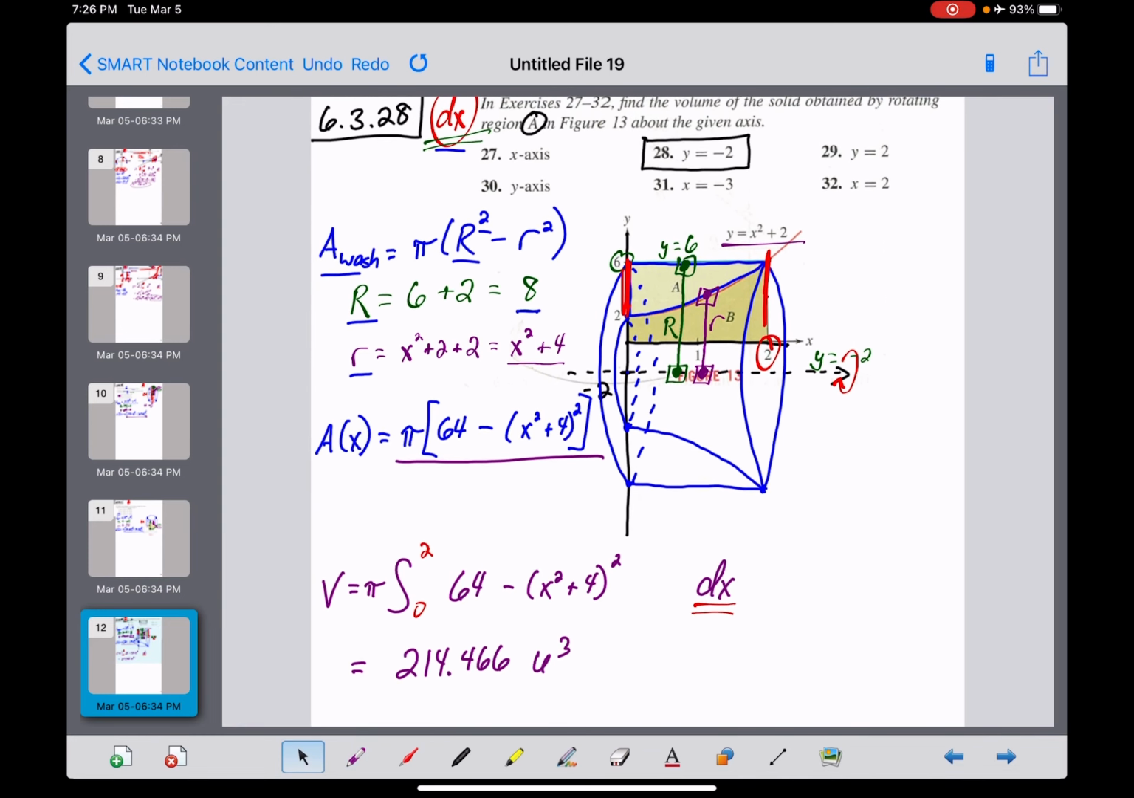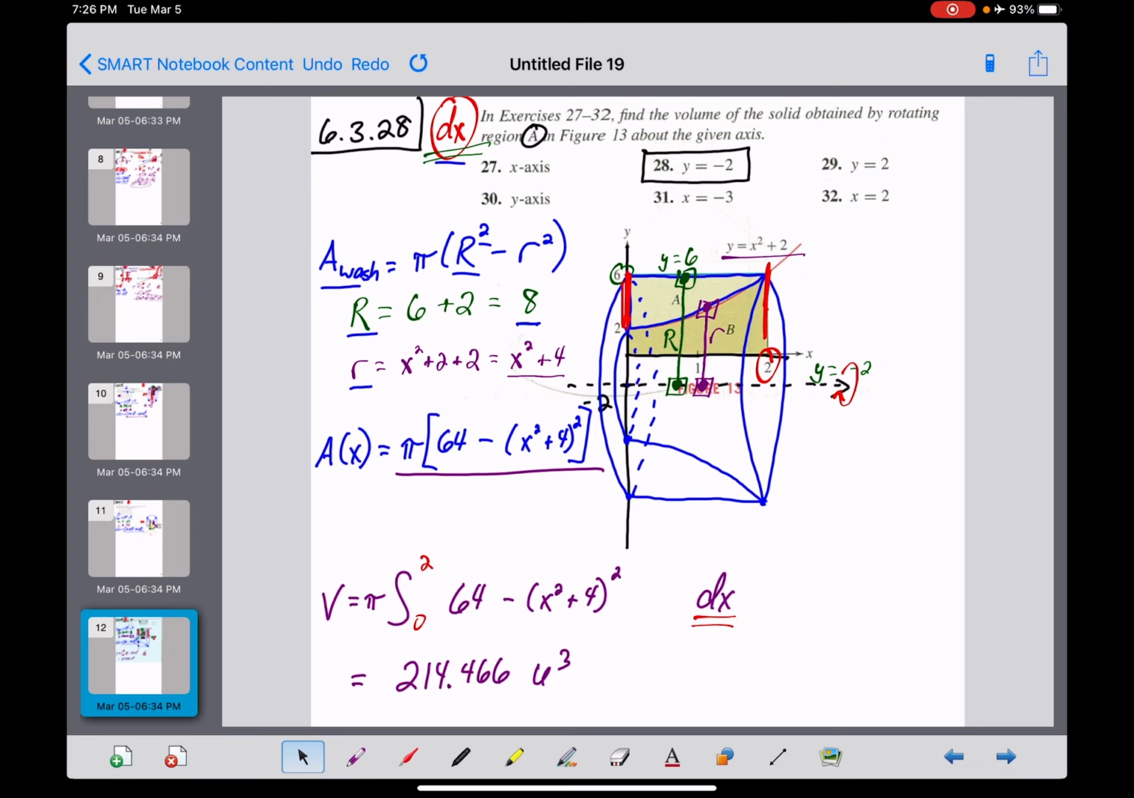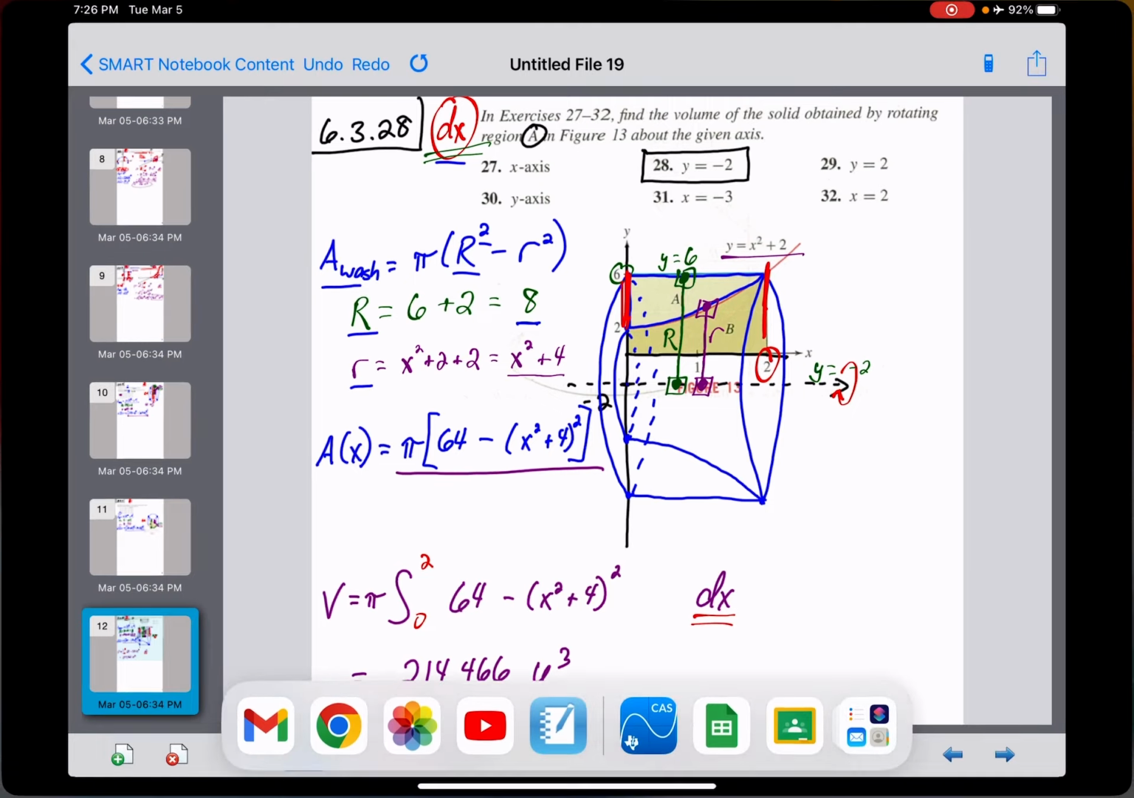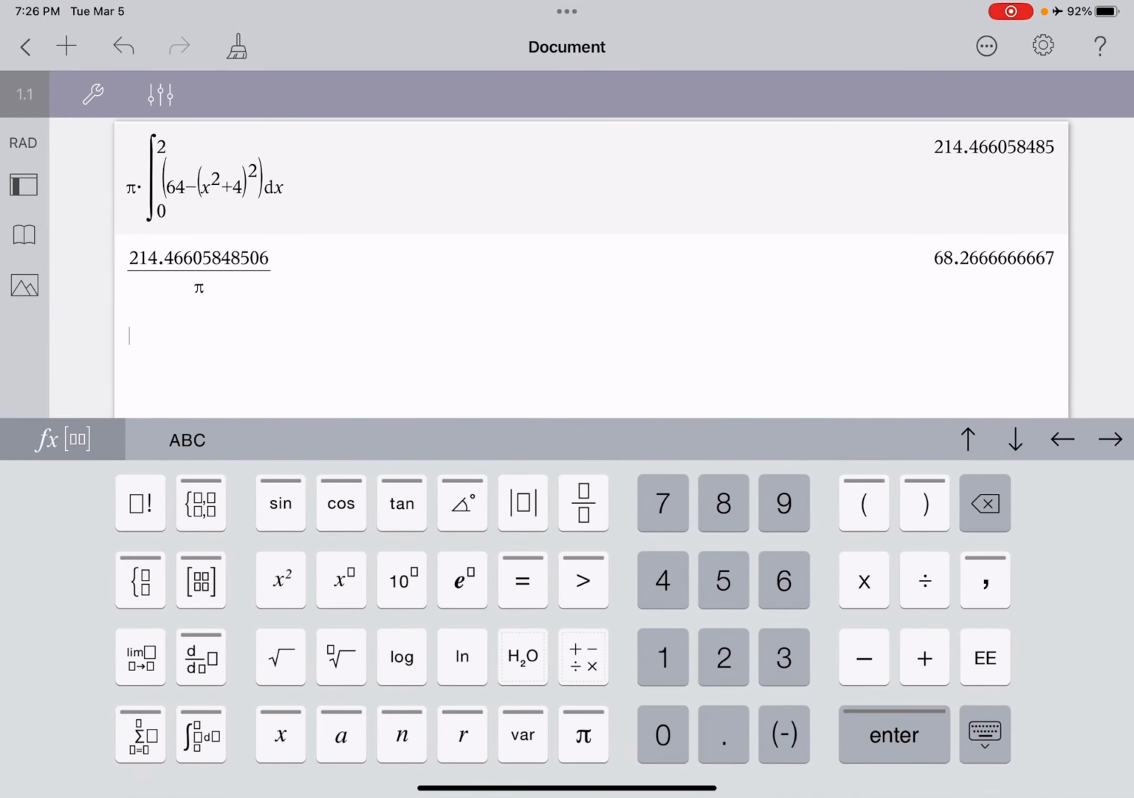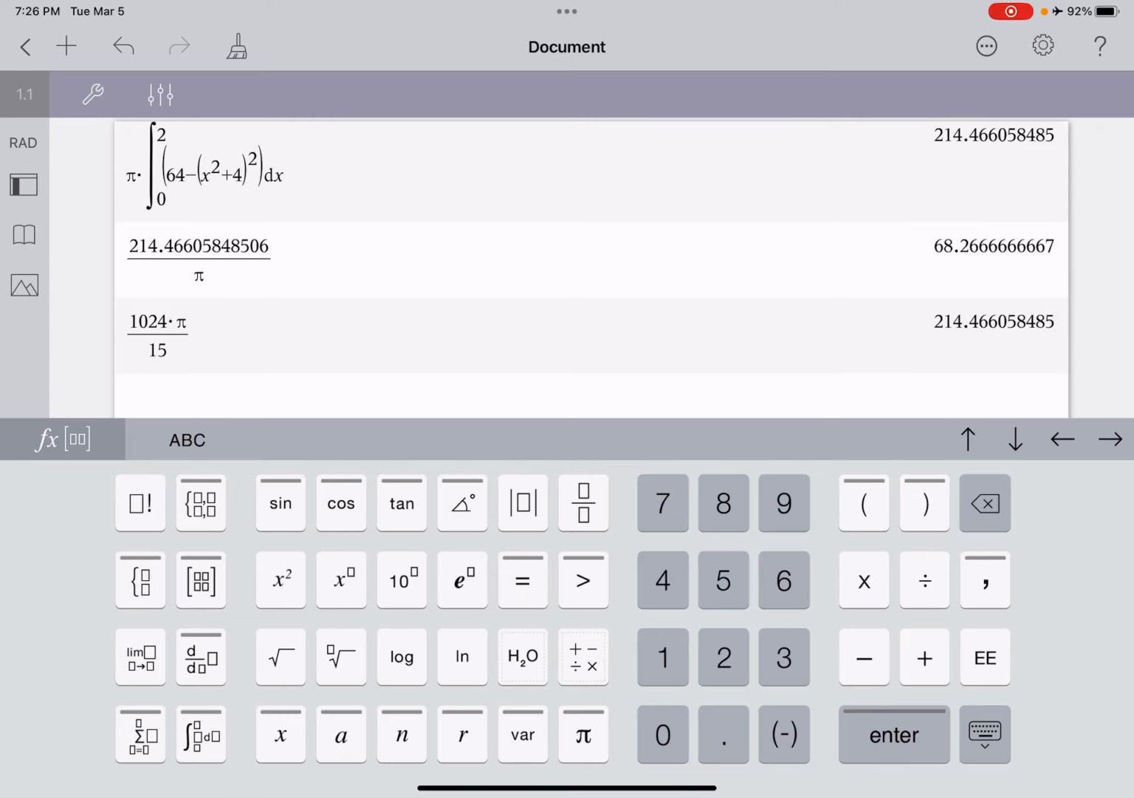Okay, so 6.3, number 28. I'm looking at the solutions manual right now, and wait for it, there we go. They gave me 1,024 pi over 15. So let me just check that real quick. 1,024 pi divided by 15. Yep, there's the answer I had there before as well.